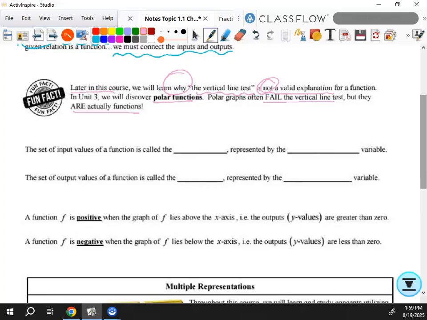Everybody good so far? Again, we can still talk about the vertical line test and see things that way. We just have to make sure we formalize our explanations when we're doing those. Okay.